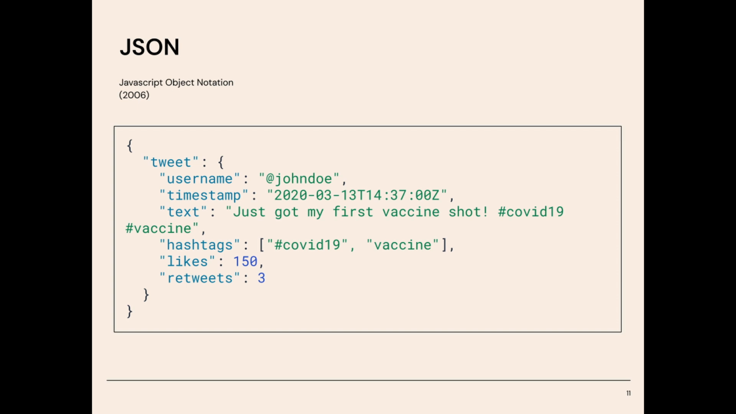We have user is John Doe, and here the user is the key and John Doe is the value. You have the text is just got my first vaccine shot. The timestamp is March 13th, 2020. It has 150 likes, and it has two hashtags: COVID-19 and vaccine. JSON uses curly braces to define objects and square brackets to define arrays or lists. The keys and values are separated by a colon, and individual key-value pairs are separated by commas.